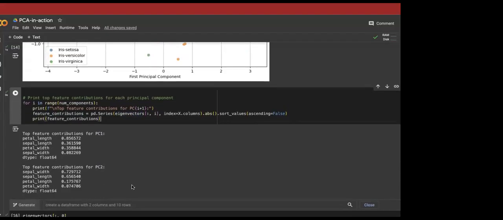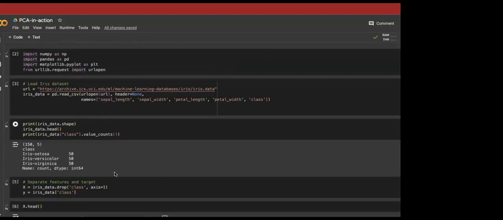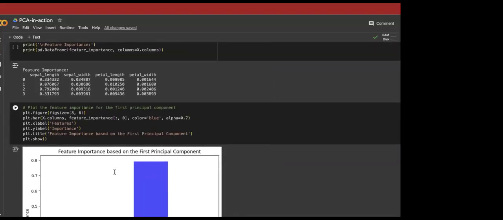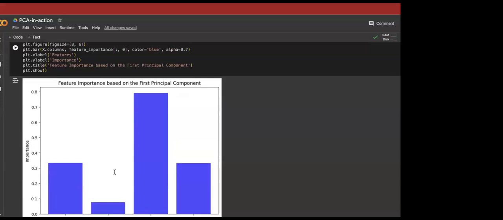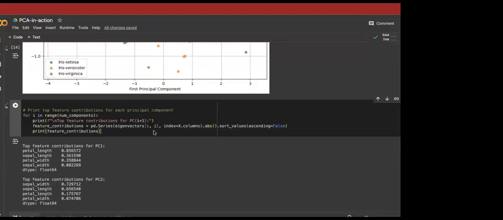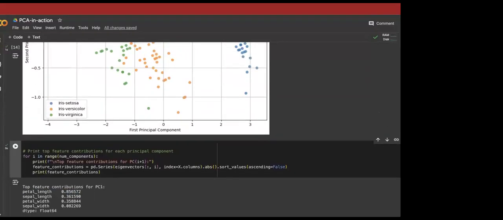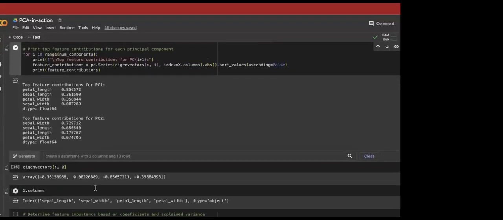For example, in the example that we saw yesterday for the iris data set, there were 4 original features and we then reduced it to 2. So there are 2 principal components that we have. You can see that for the first principal component, petal length contributed like 0.85. And if I print the eigenvectors, you can see this eigenvector being printed. So this is the first eigenvector.